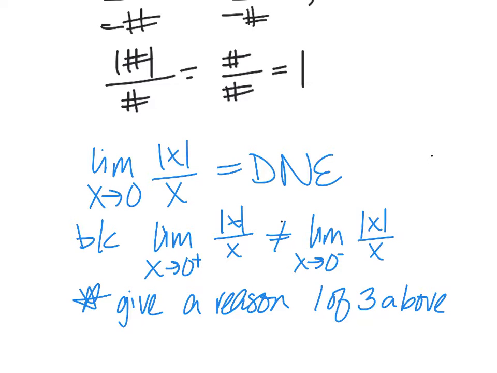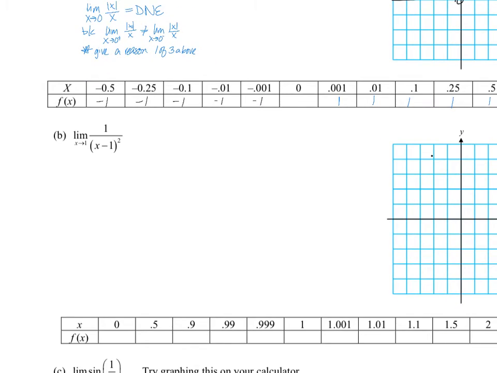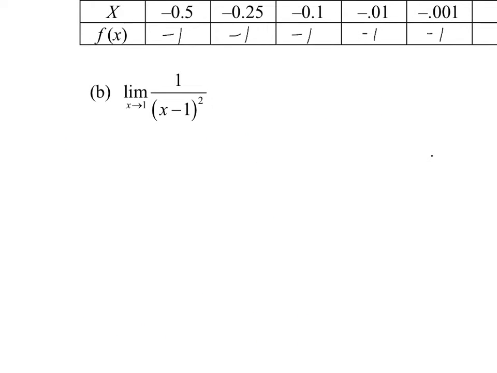Let's try graphing the next one. The limit as x goes to 1 of 1 over x minus 1 squared. Okay? Maybe I start by graphing it on my calculator. If you remember your basic functions, maybe you do, maybe you don't, 1 over x squared is a volcano function. Okay, the minus 1 on the inside shifts it to the right 1.